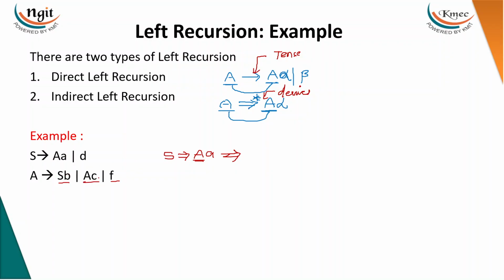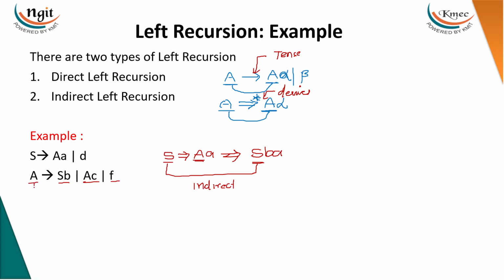By substituting any of these three, is it possible to get S as a first symbol? Yes. In place of A, I am substituting SB, then it would be like this, SBA. Now see, this S has occurred as a first symbol here. So this is called indirect left recursion. Okay. In the same way, you can check for A also.